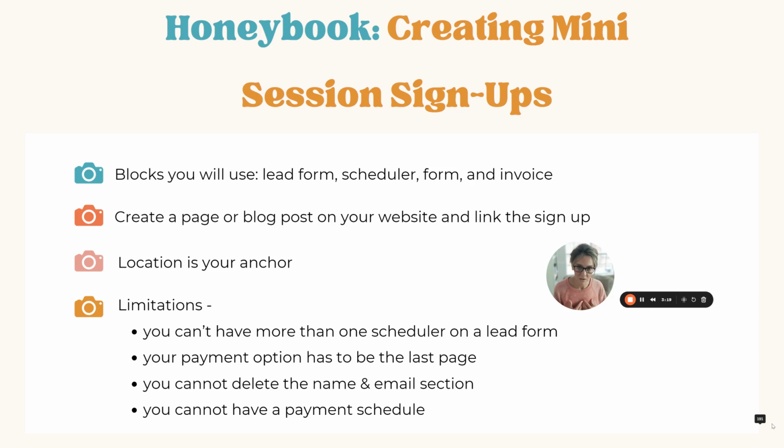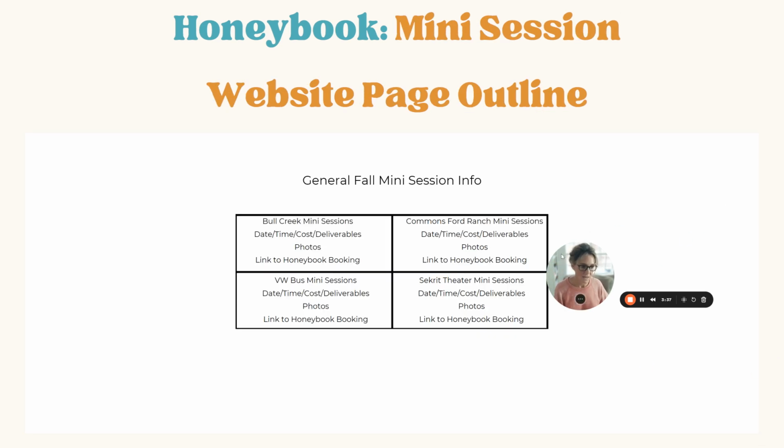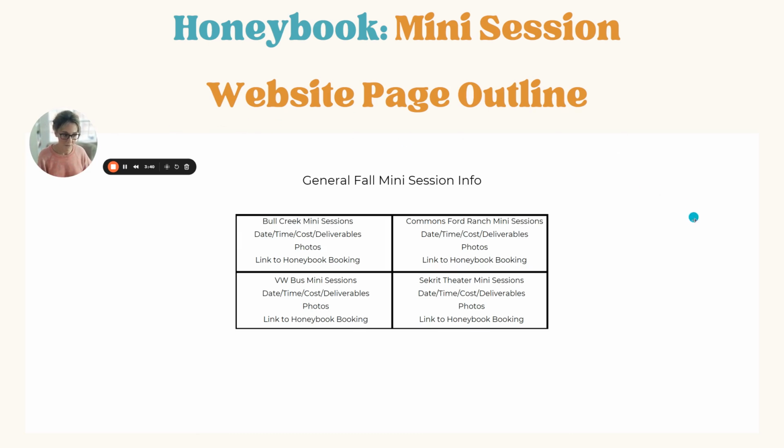I usually offer a few locations for mini sessions, and they can't all be stacked in the same lead form on HoneyBook. So because I have to make a separate lead form mini session signup for each location that I offer, what I would do is create a web page or a blog post and then have each lead form link or mini session link located on my blog page. So pretend this is your blog page, and you'd have some general fall mini session info at the top. And then I'd have little blurbs about each location I was offering.